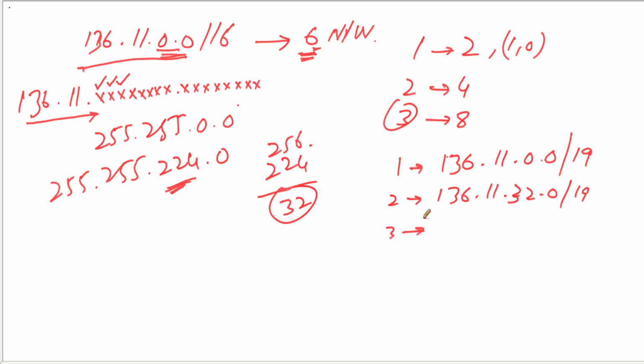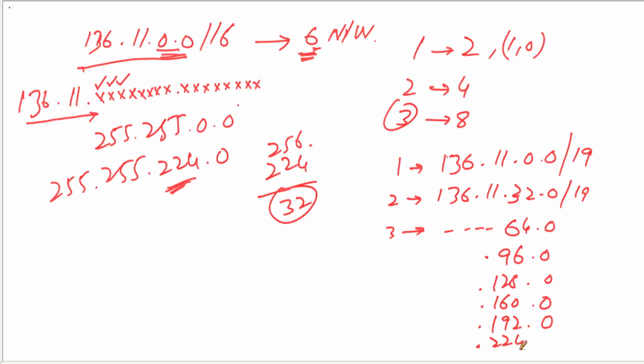So the second network will be 136.11.32.0/19. Third one will be 64.0. Then we'll have 96.0. Then 128.0. Then we will have 160.0. After that 192.0, and lastly 224.0. And if you count them, these will be 1, 2, 3, 4, 5, 6, 7, 8 networks.